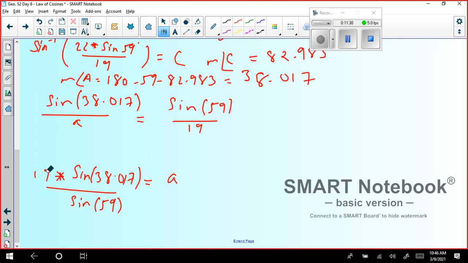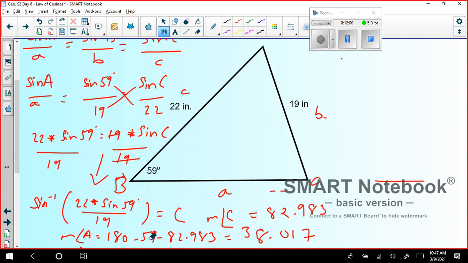So let's substitute this in the calculator. 90 times sine of 38.017 divided by sine 59, that gives us a is 13.652. Okay, this is one solution. Let's see if there is a possibility of getting a second solution.